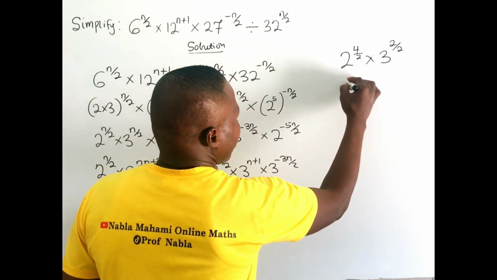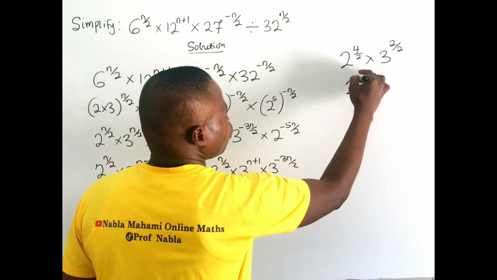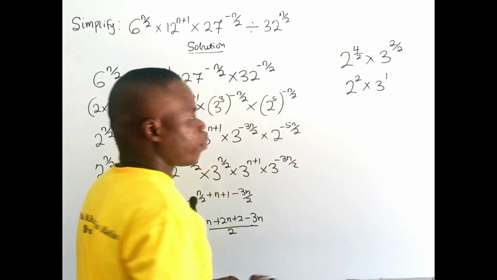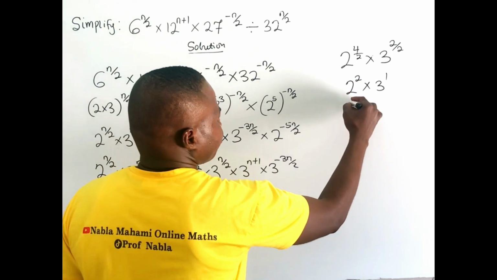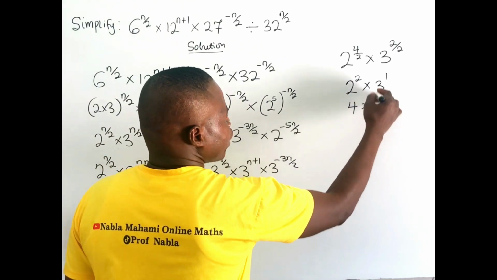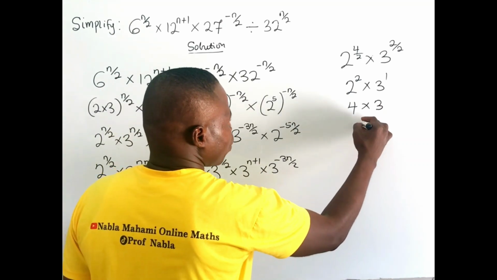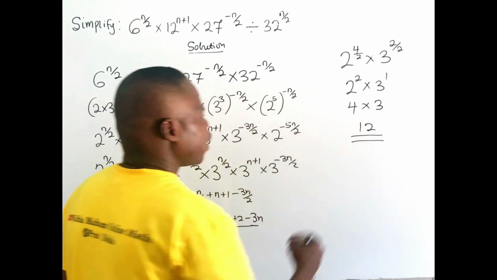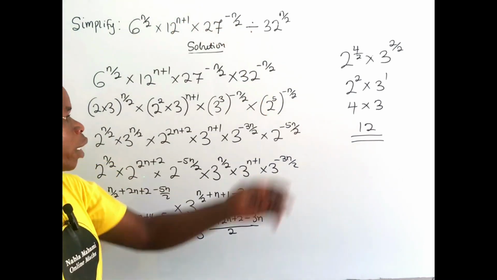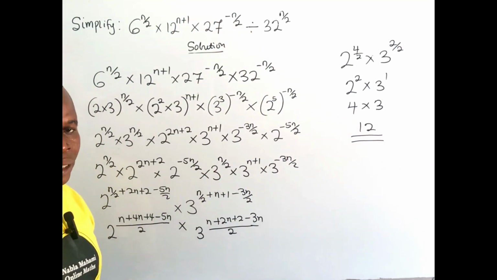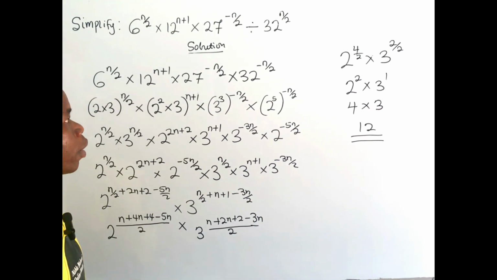So here, I will now have 2 exponent 4 over 2 is 2. Times 3 exponent 2 over 2 is 1. And you can see that 2 squared is 4, that is 2 times 2. Times 3 to the power 1 is the same as 3. And I will now have 4 times 3, which is 12. So that means that if I simplify this particular expression, the final result will be 12. And this is how we solve questions like this, step by step.